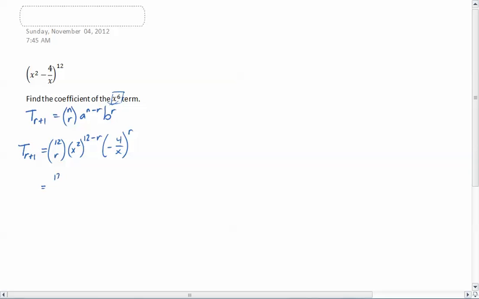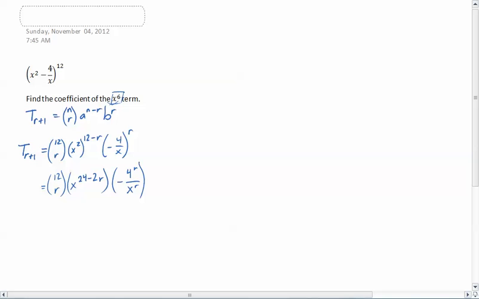So this is going to be 12 choose r. This will be x to the 2. Now power over power, remember we multiply. So 2 times 12 minus r, which I'm just going to go ahead and multiply. That's distributive property. So 24 minus 2r, right? 2 times 12 minus r, 2 times 12 is 24. 2 times minus r is minus 2r. And then here, I'm going to have negative 4 to the r over x to the r.